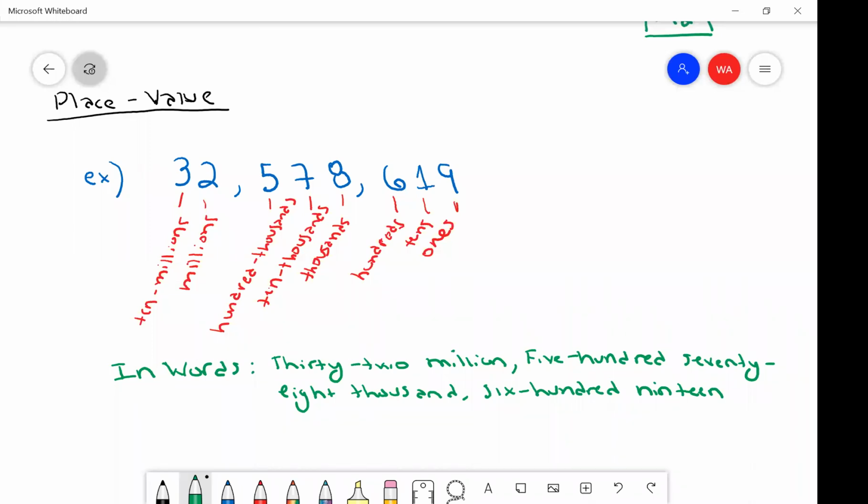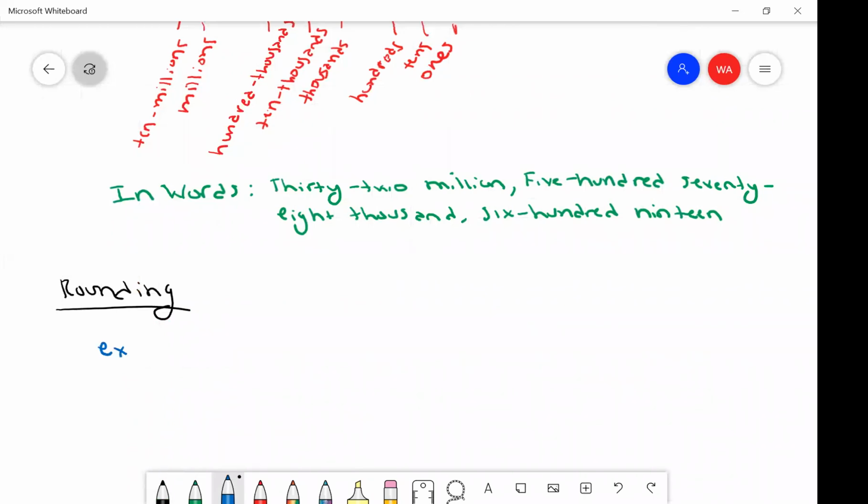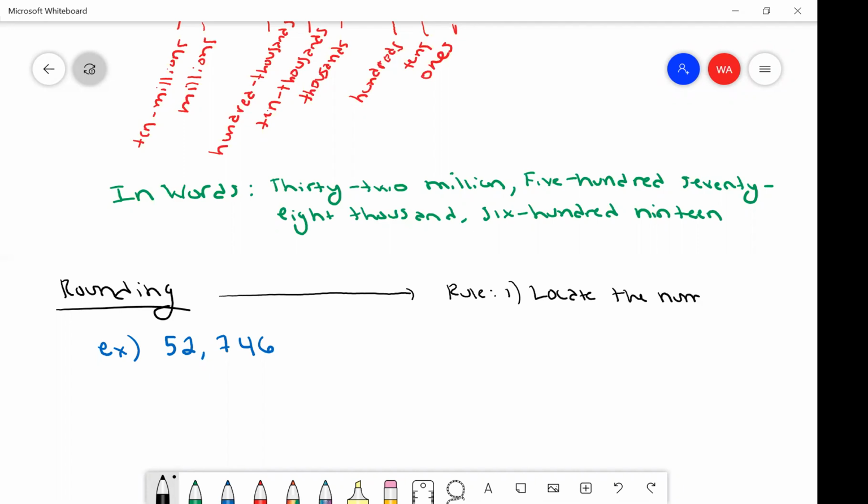We also need place value when we're talking about rounding numbers. So we need to have an understanding of place value when we want to round something. So let's say, for instance, let me get the number. Let's do 5, 2, 3, 4, 6. Actually, here, let's do 7, 4, 6. Make it a little more interesting that way. Okay, so the rule with rounding is: if you need to locate the number in the place value you're rounding to.